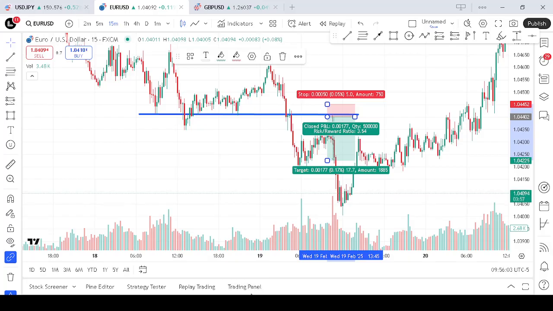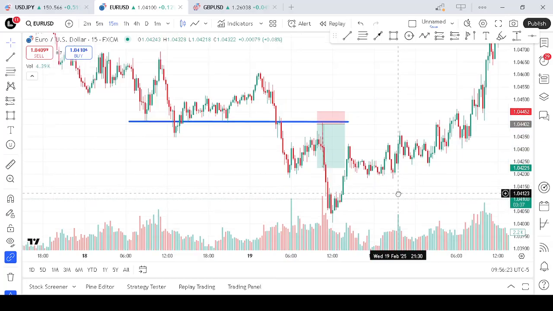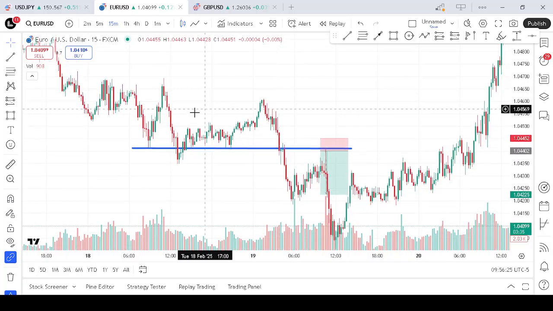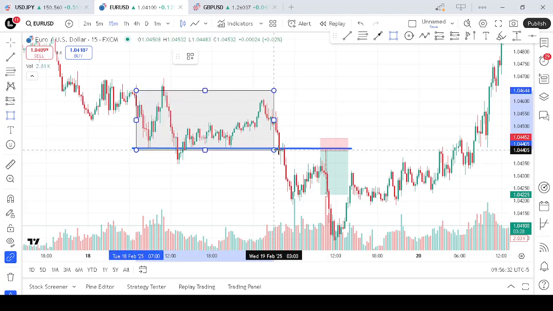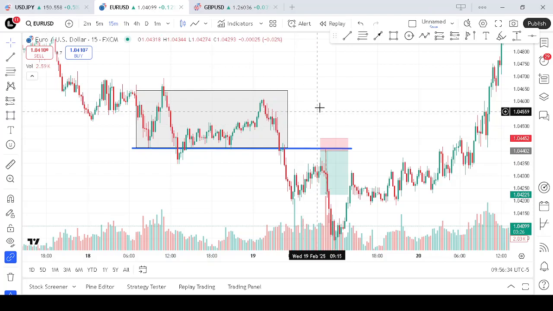We have to set clear take profit targets based on the size of the consolidation pattern before the breakout. A common approach is to measure the height of the range or the consolidation and project the same distance from the breakout point to be your take profit target. Now, this is the range. We can decide, okay, we want to measure the height of the range.